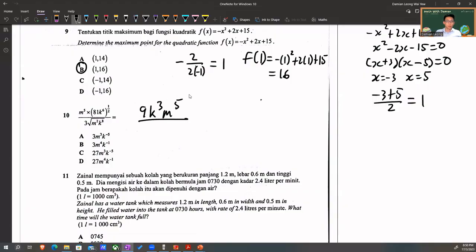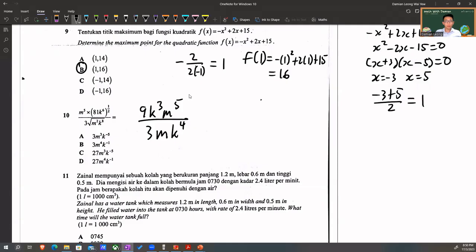Here I cube root. Cube root means, wait, is it cube root or square root? Square root is 3 and then square root. Square root of m square is m. Square root of k to the power 8, k to the power 4.